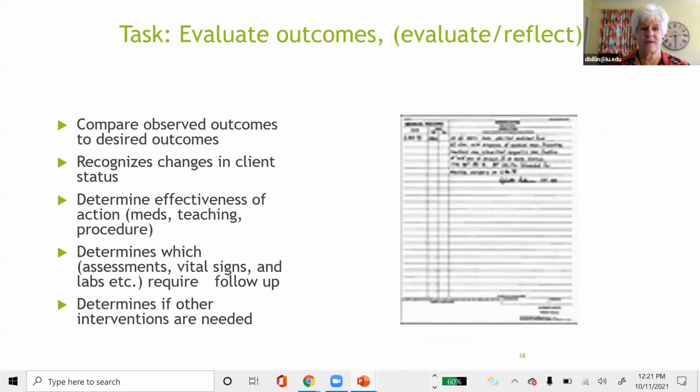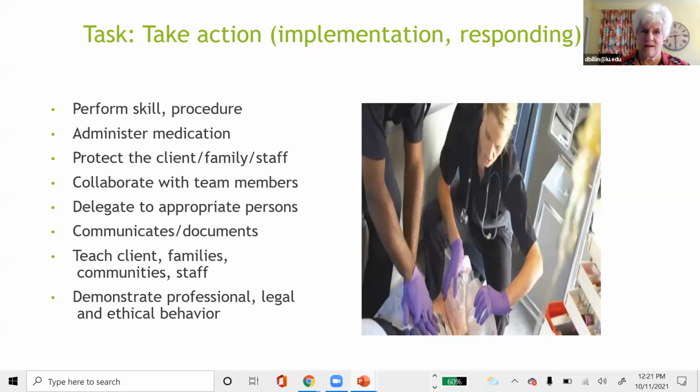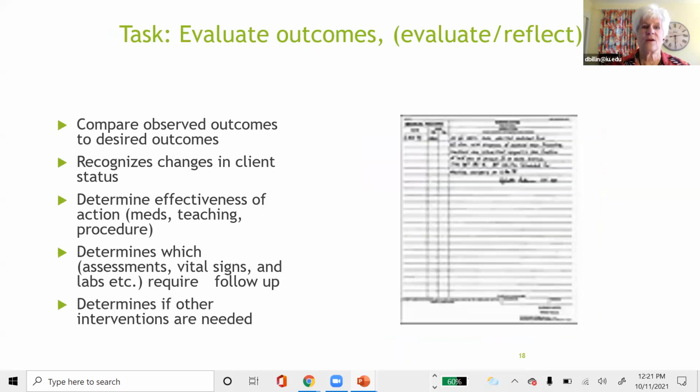Okay, and then they take the action. Did I miss the slide here? Take action, and we did that. Okay, and then the last step is to evaluate it. In the nursing process, we evaluate, and Tanner calls this reflecting.